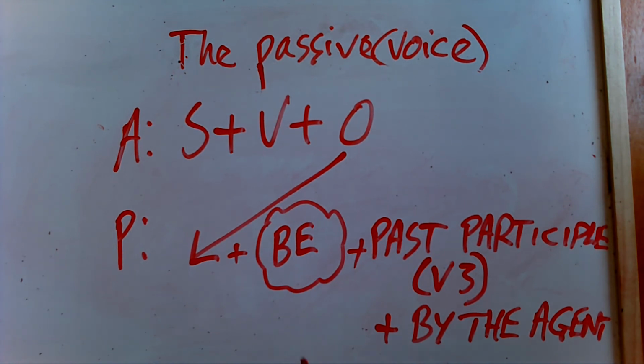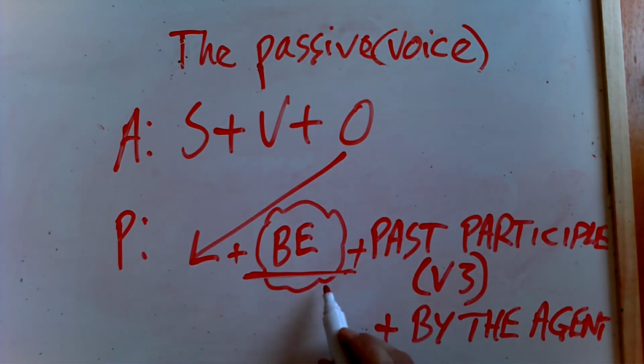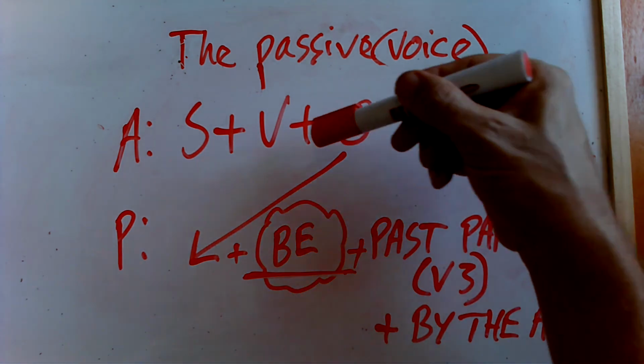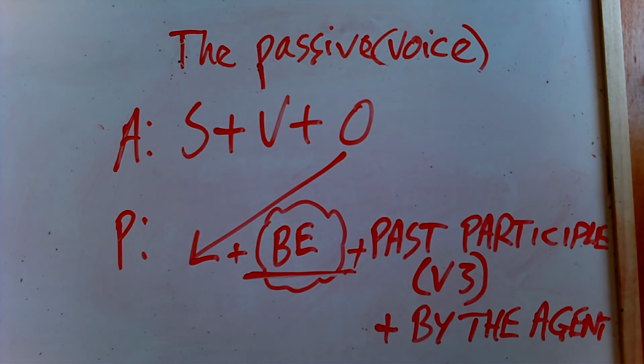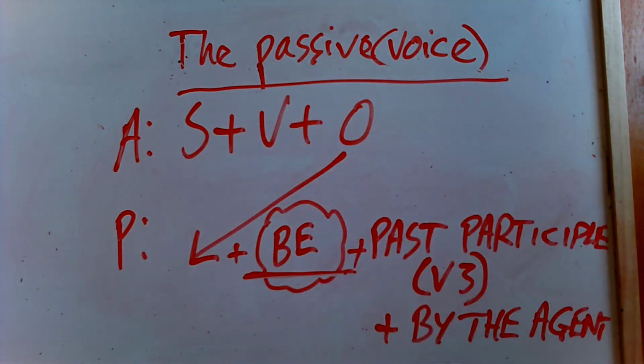Okay. This construction in the middle will change with be around be according to the tense. Yeah. And the tense of this varies according to the tense of the original. Okay, I hope that helps you with the passive voice and makes it a little bit clearer.